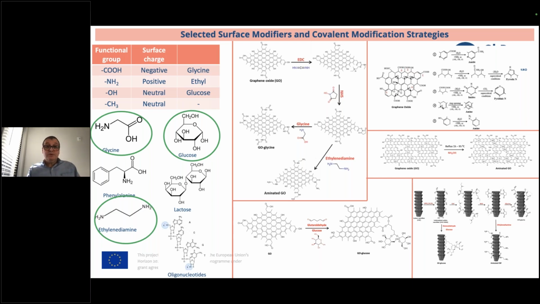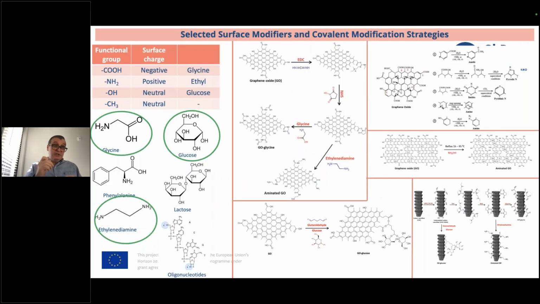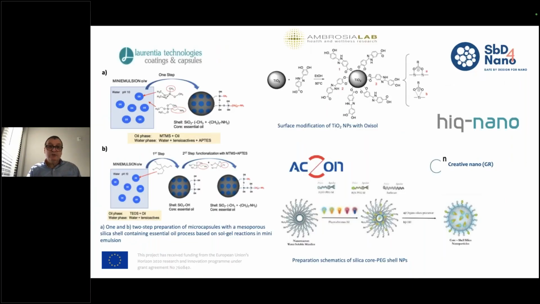Today I'm going to show you especially these carbon-based nanomaterials, later on with the in vitro toxicity testing. This shows how carbon-based nanomaterials are modified, the chemistry and their modification strategies. I also included ethylenediamine to see the effect of changing the surface: glycine makes the surface negatively charged, ethylenediamine makes the surface positively charged, and glucose is, of course, neutral. Later on, I'm going to focus on these changes.